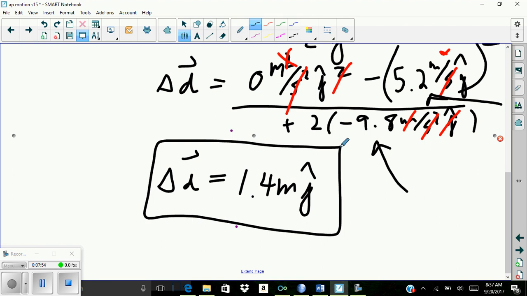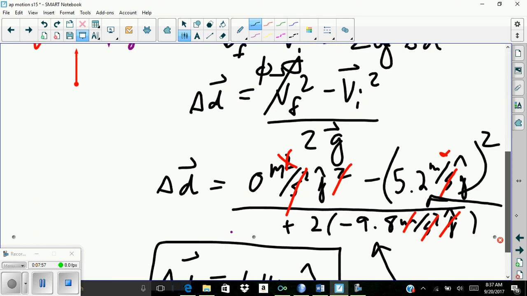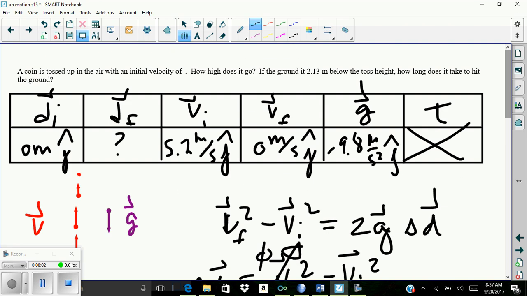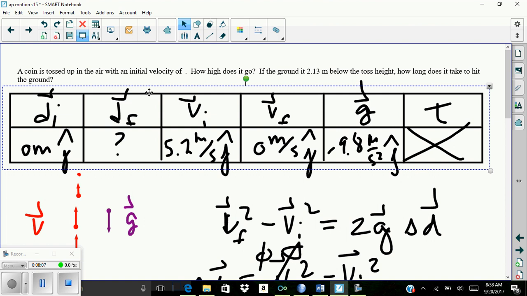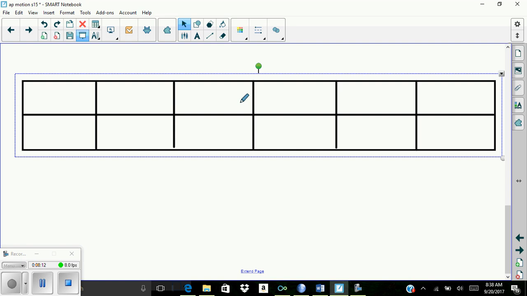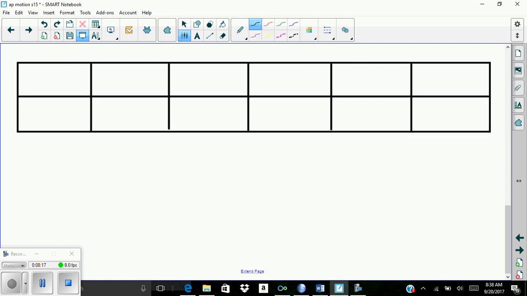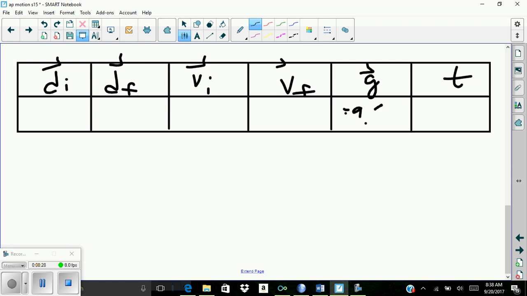Okay, now for part B, this is where it gets tricky. I've got to do another set of boxes. Okay, so here's what I'm going to do. I'm going to cheat, but you should already have those boxes. I'm going to copy, and then I'm going to paste. So it makes it easy for me. Okay, so filling in my boxes again, I have D initial, D final, V initial, V final, G, T. I have negative 9.8 meters per second squared J hat.